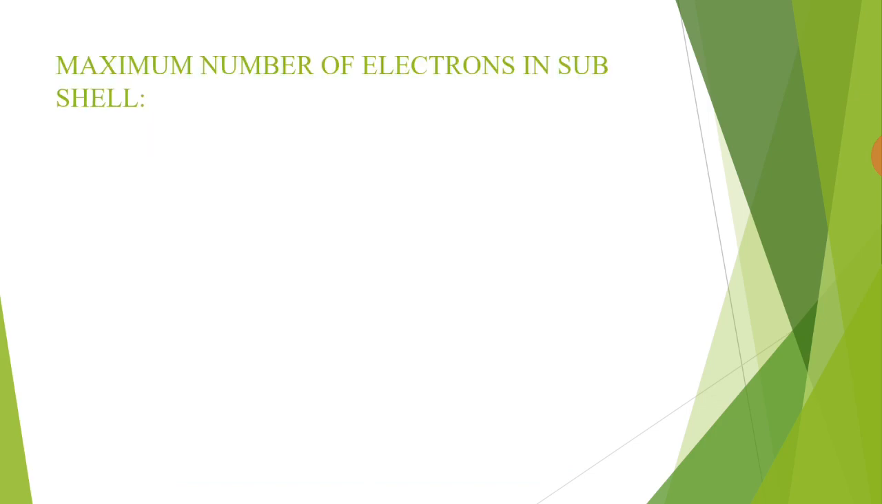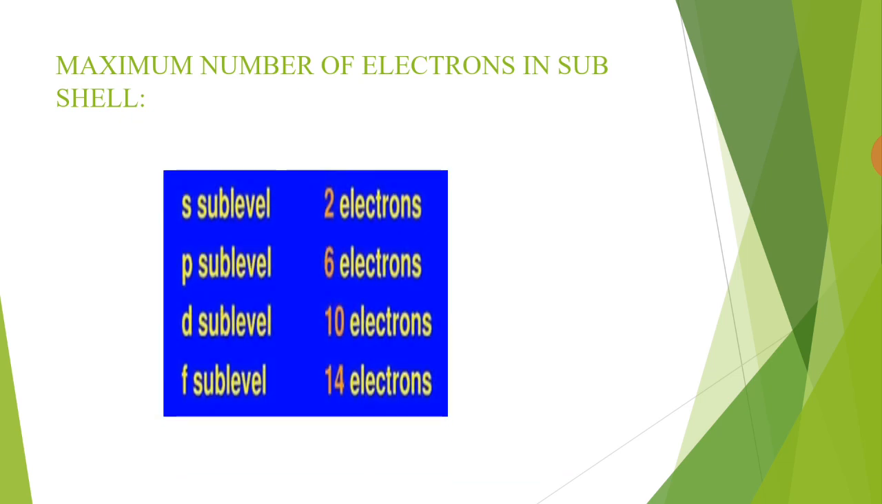The maximum number of electrons in subshells. The maximum number of electrons in s, p, d and f subshells are: s subshell or sub-energy level can accommodate 2 electrons. p subshell or sub-energy level can accommodate 6 electrons. d subshell or sub-energy level can accommodate 10 electrons. f subshell or sub-energy level can accommodate 14 electrons.